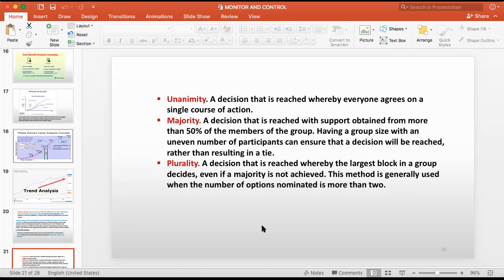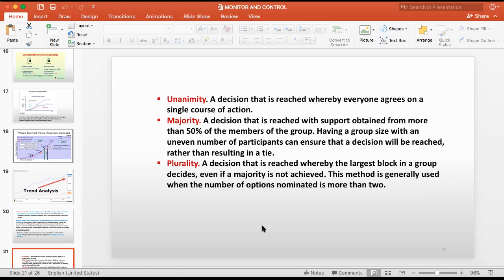That also can happen. Then what is plurality? A decision that is reached whereby the large block in a group decides even if a majority is not achieved. This method is generally used when the number of options nominated is more than 2. Yeah, that's right. The plurality is the cluster.